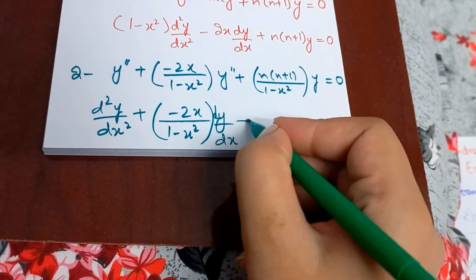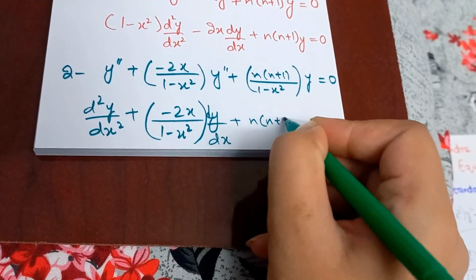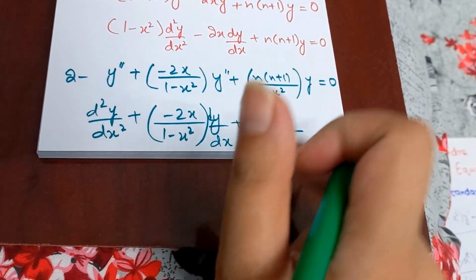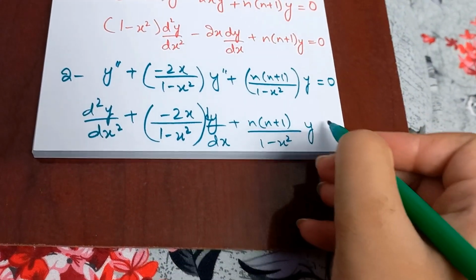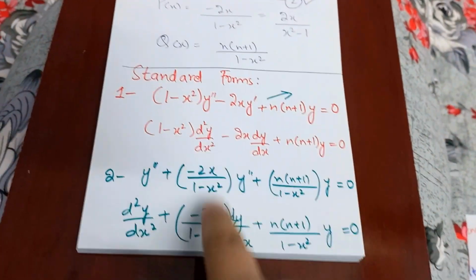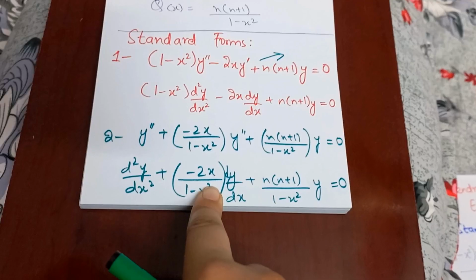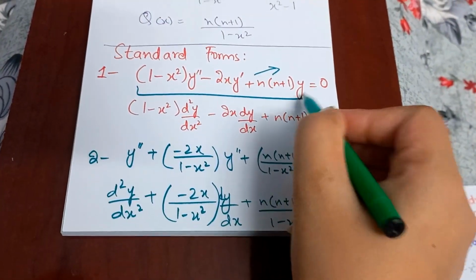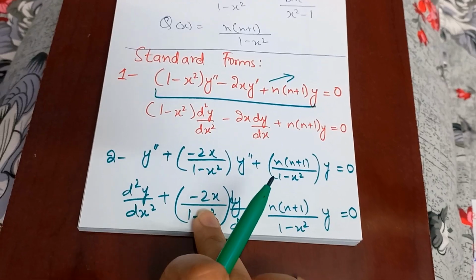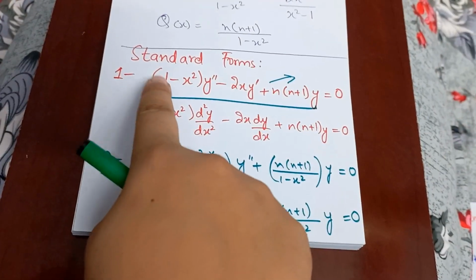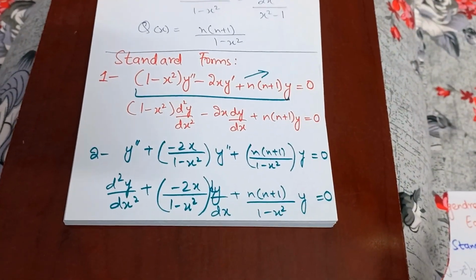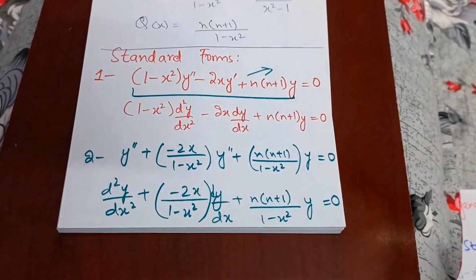Plus n into n plus 1 divided by 1 minus x square. It's already plus here, there is no need to use the bracket here. y equals to 0. So these are the two standard forms of Legendre differential equations, out of which this is the most common one. They are almost similar. There is only one difference, that we have just divided this thing by the whole quantity. So they are almost the same with one difference.